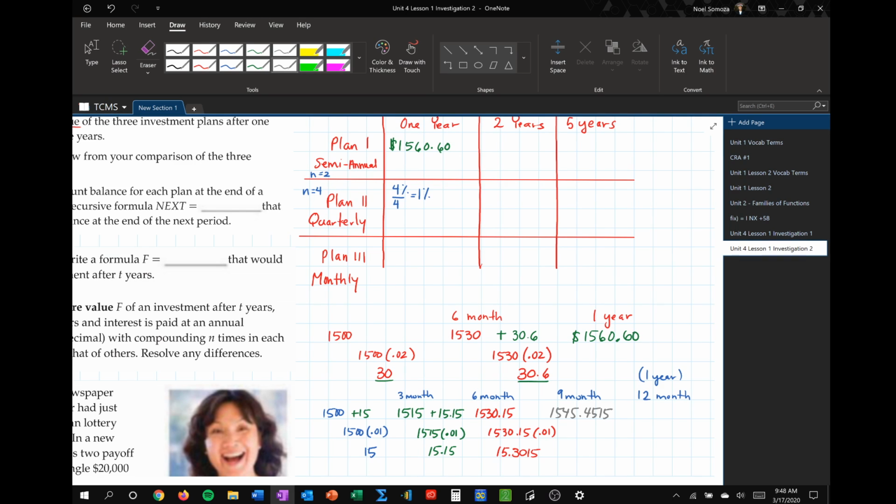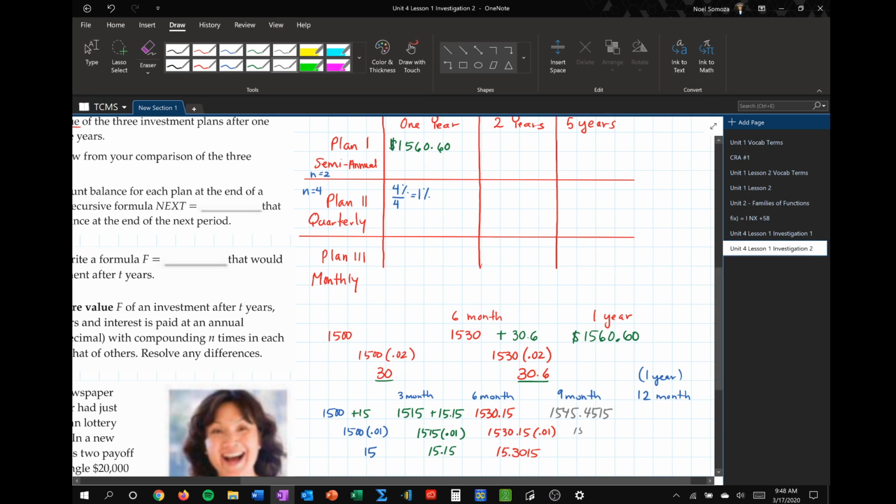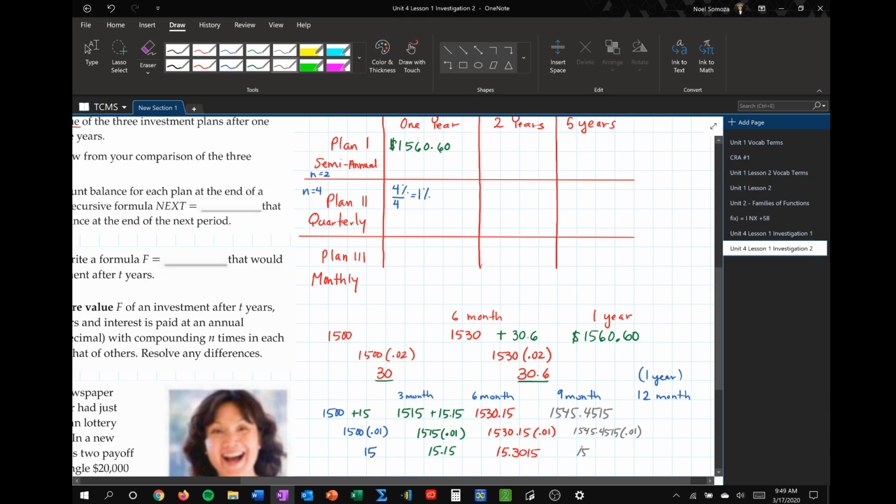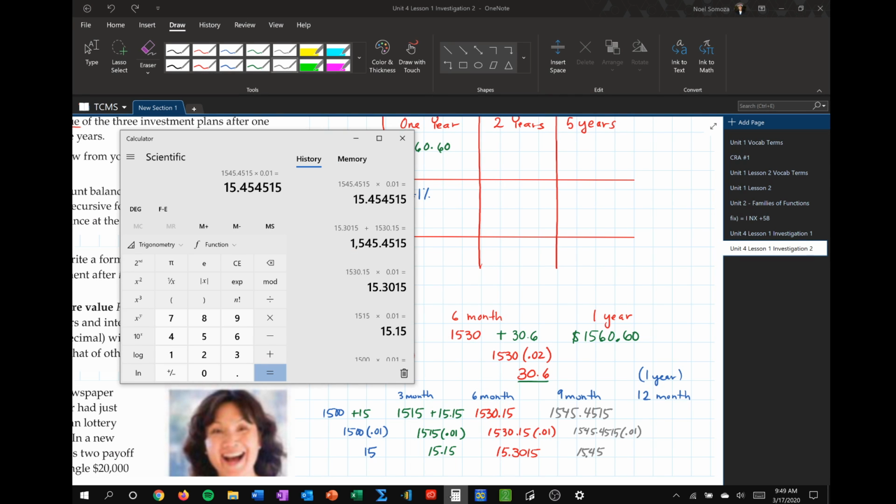I've only done it 3 times, so now I got to get to the 12-month mark. I got to take this value, 1545.4515, and then I have to multiply times that final percent. Okay, and so now it's probably going to get ugly from here. 1545.4515 times 0.01, and we get this really long value, right?